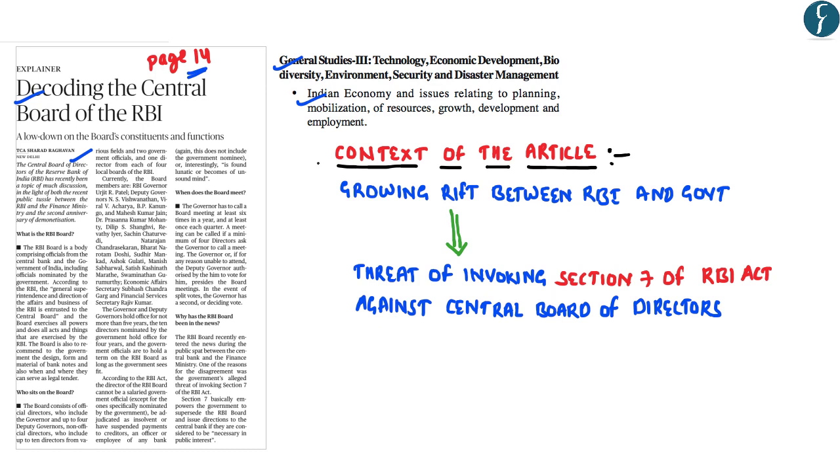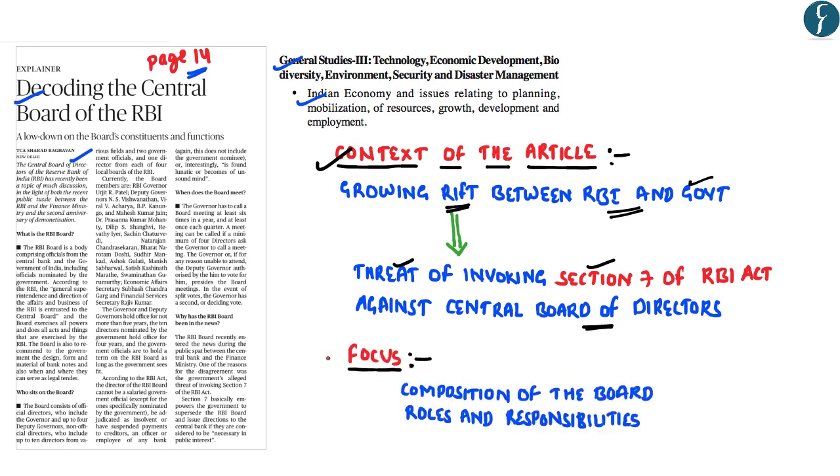Now this particular article has appeared in the newspaper because of the growing differences between the RBI and the government on various issues, wherein recently the government of India threatened to invoke Section 7 of the RBI Act against the Central Board of Directors. So as part of this video analysis, we shall look into the composition of the Board of Directors as well as understand the roles and responsibilities entrusted to this particular board under the RBI Act.